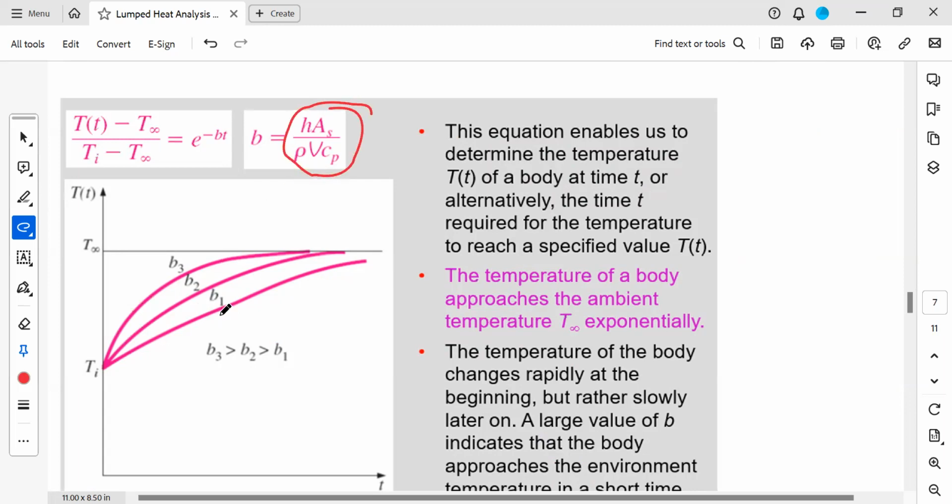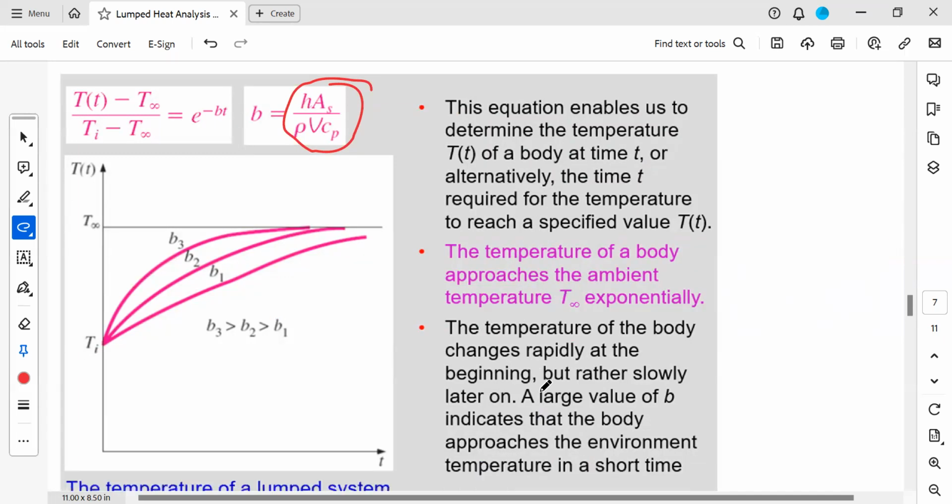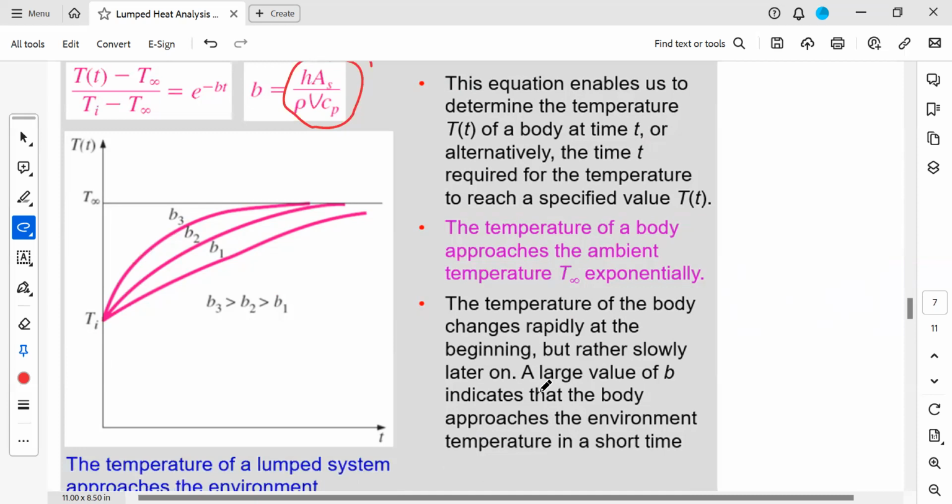So when B is increasing, the temperature of the body approaches the ambient temperature T infinity exponentially. The temperature of the body changes rapidly at the beginning. A large value of B indicates that the body will approach the temperature in a shorter time. When the B value is very high, it means in a shorter time it reaches T infinity, the surrounding air temperature, in the case of a heating process.